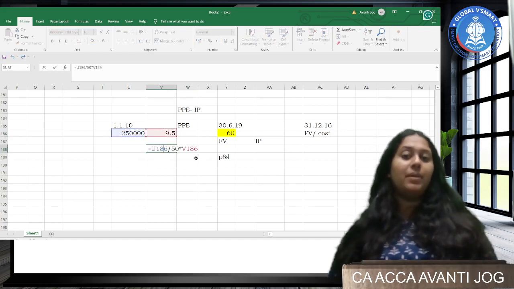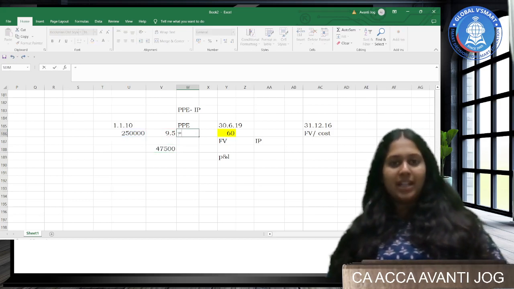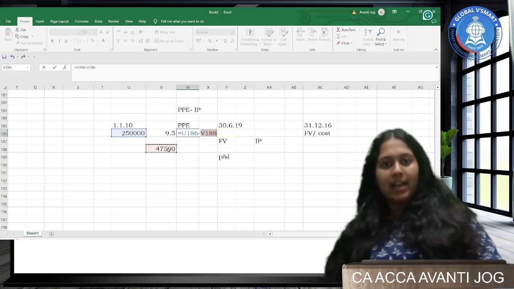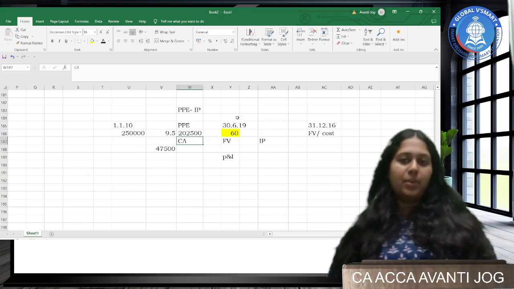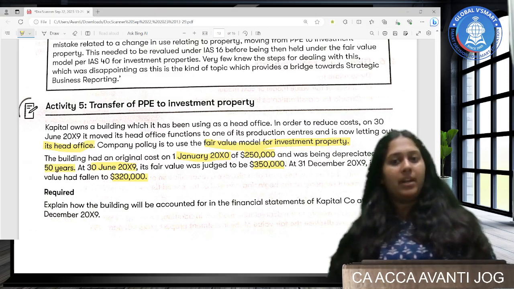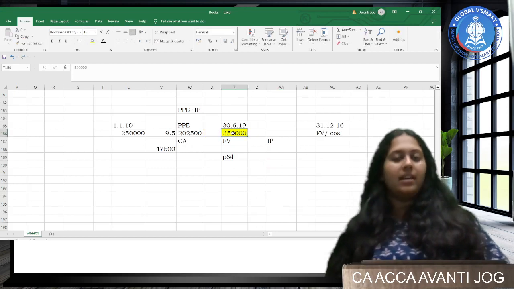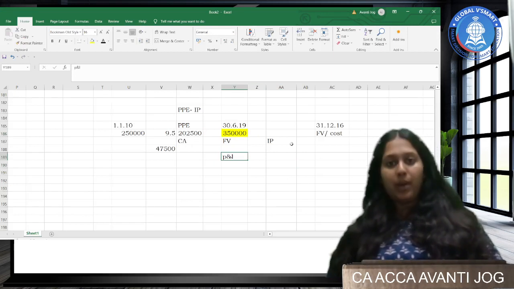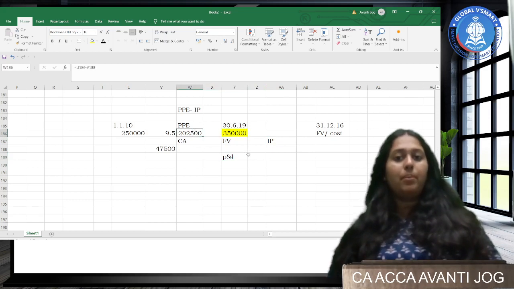So what is the accumulated depreciation? 47,500. So as of this date, as of 30th June, what is the carrying amount? Carrying amount is 202,500, correct? I hope you're clear with this. Now on this date, we don't transfer at a carrying amount, we transfer at a fair value. What is the fair value? 3,50,000. So obviously, since we're converting to IP, whatever is the difference between these two, we take to P&L.